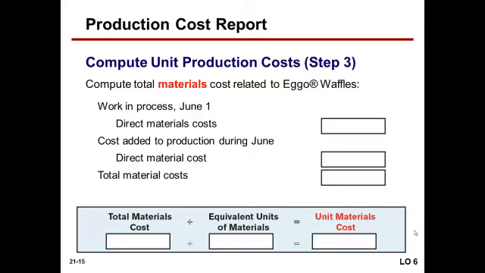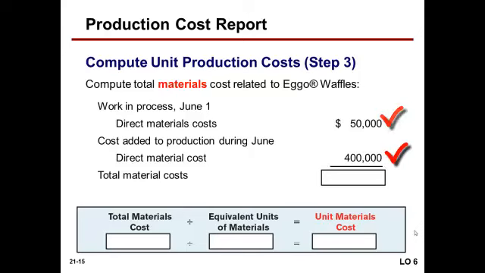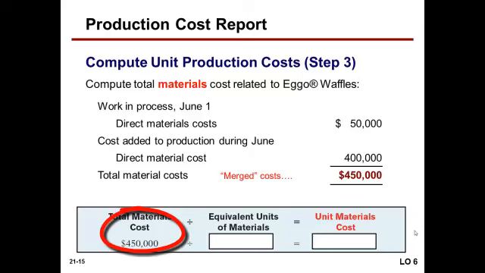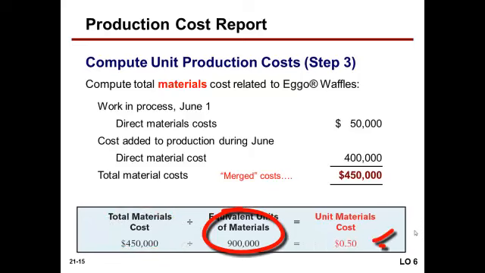Beginning direct materials costs are pulled out of last month's ending work in process value and adding in the new material costs incurred during the current period of $400,000. Our combined $450,000 of relevant material costs. And then the total material cost merged number divided by the EU calculation from step 2, 900,000 units, develops our unit cost for material costing purposes, or 50 cents for each equivalent unit.